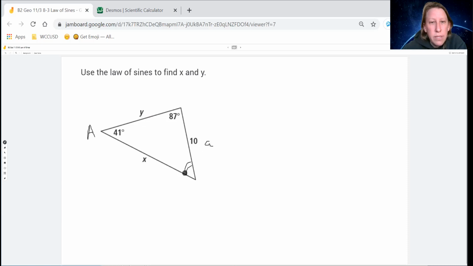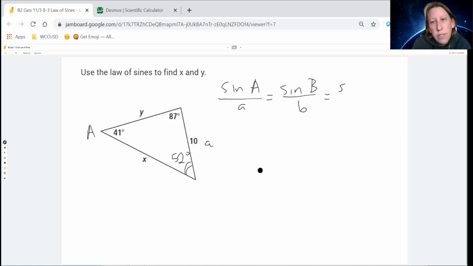All right, let's find this missing angle first. So we get, I'm doing 180 minus 87, and then I'm going to minus 41. I get 52 degrees. All right, I'm going to set it up. Sine, I always write the formula, even though I've done this so many times. I always write the formula. Sine of B over B, sine of C over C. Okay, and then I'm going to plug and chug.